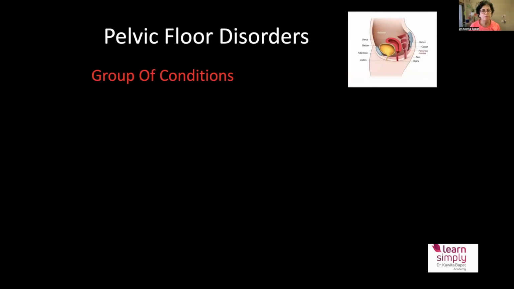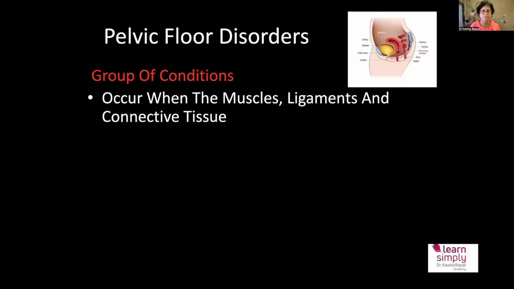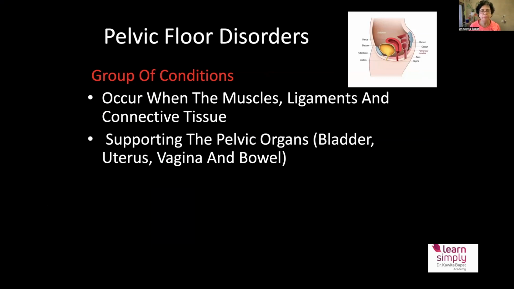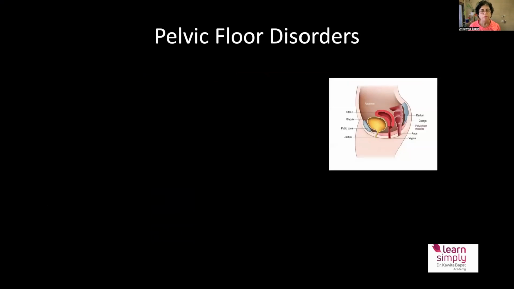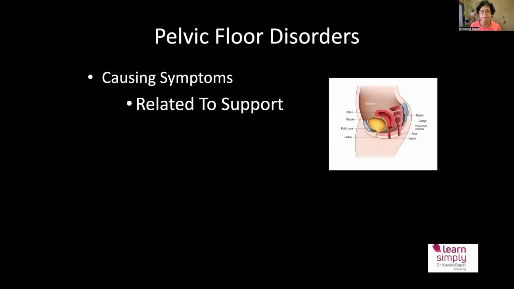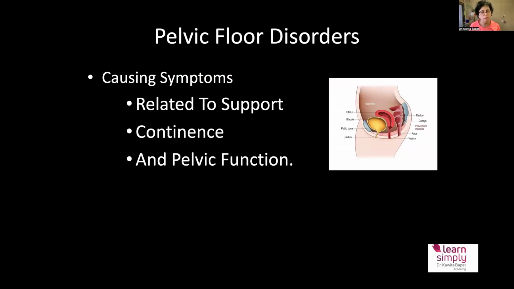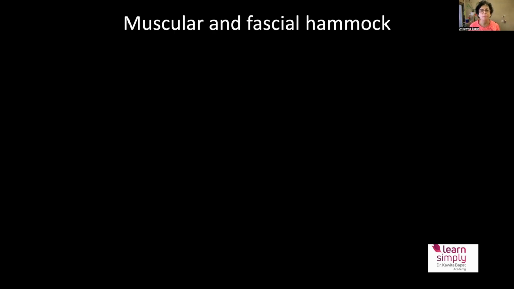disorders. These are a group of conditions that occur when the muscles, ligaments, and connective tissue supporting the pelvic organs, bladder, uterus, vagina, and bowel become weak, damaged, or fail to coordinate properly. Pelvic floor disorders cause symptoms related to support, to continence, or to pelvic functions. Now, there is a muscular and fascial hammock.